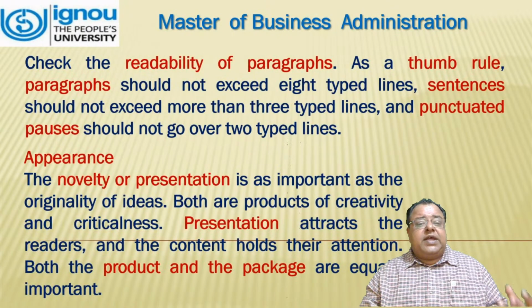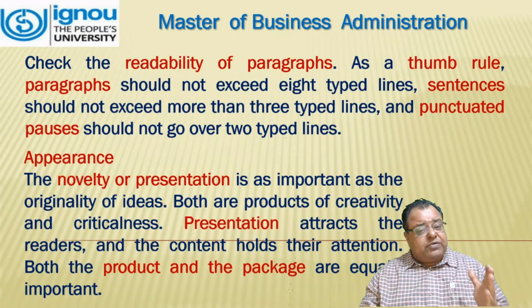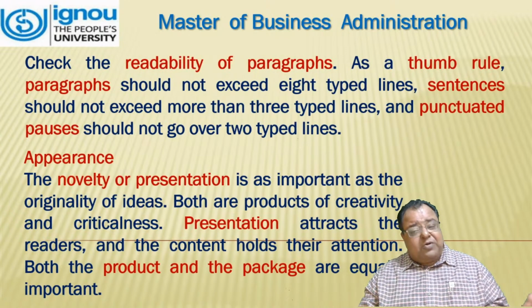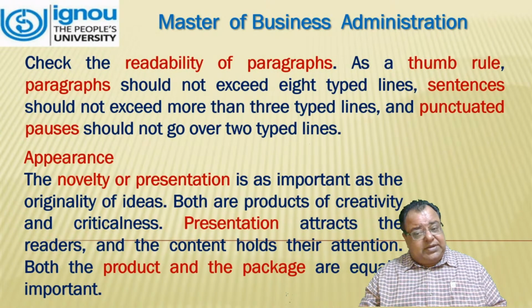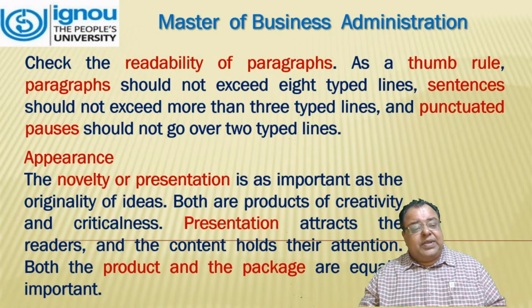Check the readability of paragraphs. As a thumb rule, paragraphs should not exceed 8 type lines. Now, these are the systems which are followed. Sentences should not exceed more than 3 type lines, and the punctuated pauses should not go over 2 type lines.